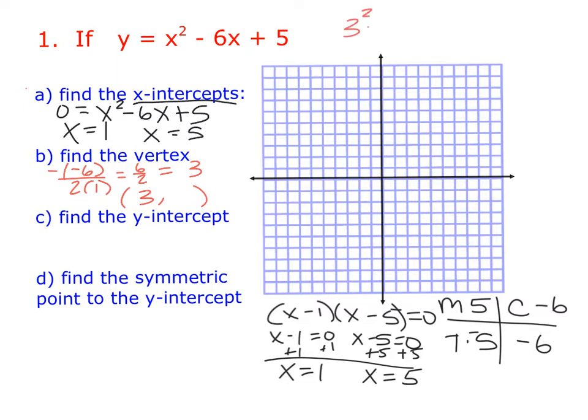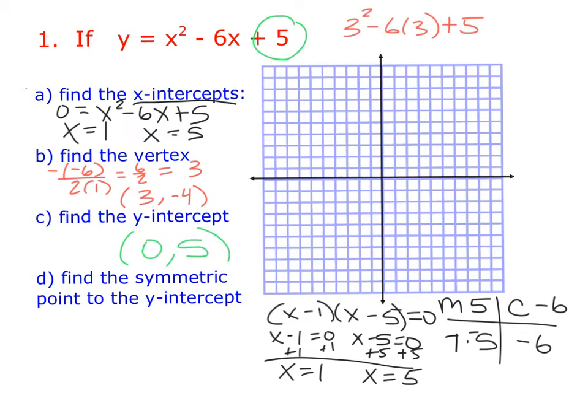So 3 squared minus 6 times 3 plus 5. You can use your calculator. So I got negative 4 when I plugged that in. The y-intercept, remember we just said before in that last slide, the y-intercept is our c value, so 0, 5. All right, so let's plot that right now.